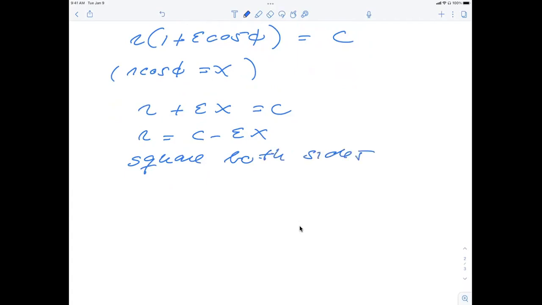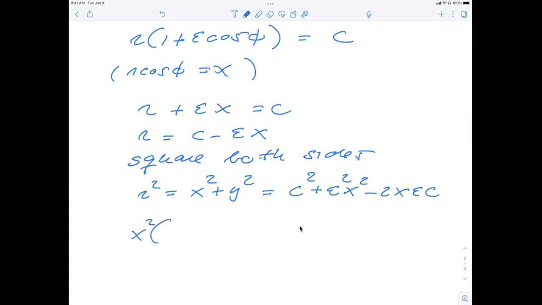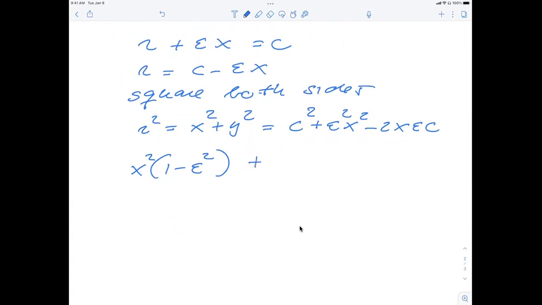you should keep in mind that r squared, since we are using polar coordinates, is x squared plus y squared. And if we square the other one, we have c squared plus epsilon squared times x squared minus 2 times x of epsilon times c. Then we can simplify some of the terms. So I can rewrite this as x squared of 1 minus epsilon squared plus 2 times c of epsilon times x plus y squared is equal to c.